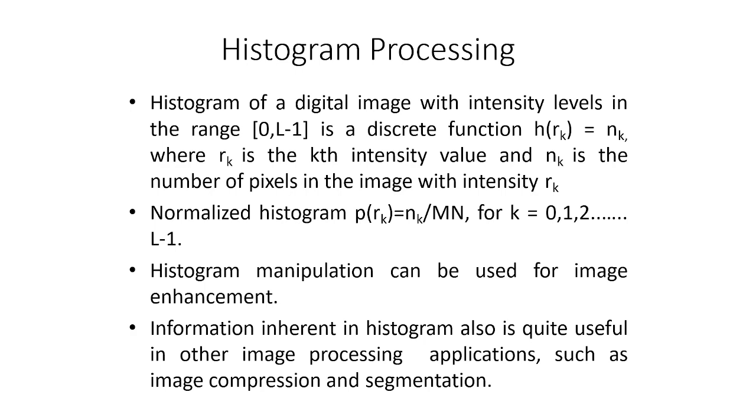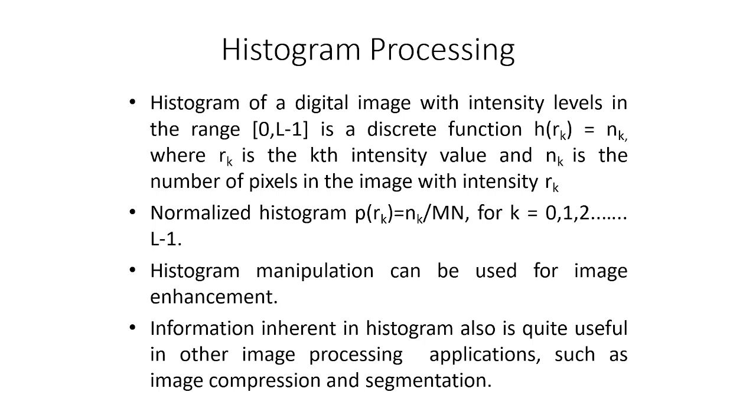Next we will see what a histogram is. A histogram is nothing but collecting the different intensity values present in an image. That is the simple definition. Here we have different intensity values in the range 0 to L minus 1, with a discrete function h of rk equal to nk, where rk is the kth intensity value and nk is the number of pixels in the image with intensity rk.